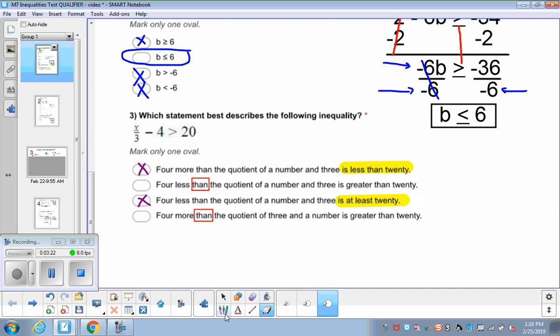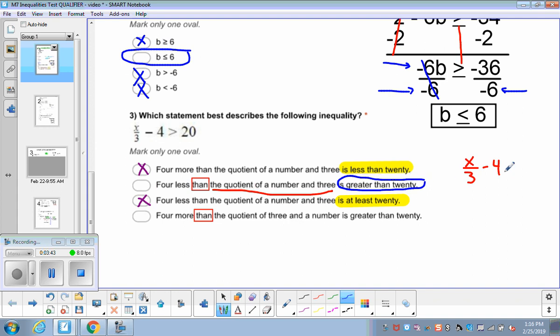Now the 2 remaining answer choices both have the than when we scan. So for this one, 4 less than, the quotient of a number and 3 should come first. So the quotient of a number and 3 comes first. Now show me 4 less than that. Is greater than 20 would be is greater than 20. And it looks like right there we've successfully translated, and this would be our answer right here.